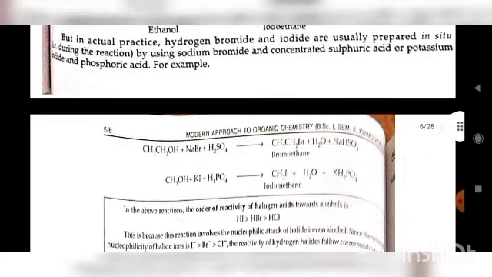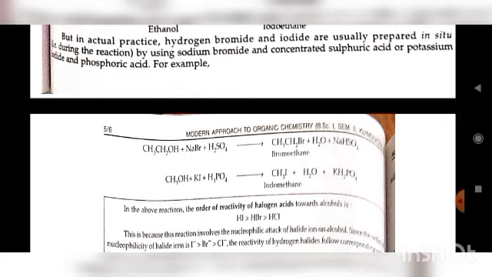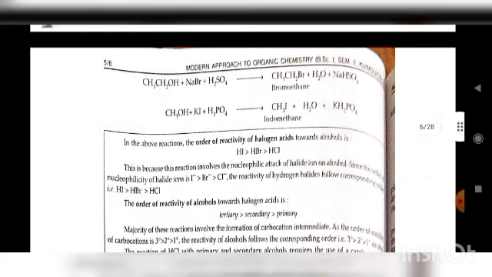For example, CH3CH2OH plus NaBr plus H2SO4 gives bromoethane plus H2O plus NaHSO4. CH3OH plus KI plus H3PO4 gives iodomethane plus water plus KH2PO4.